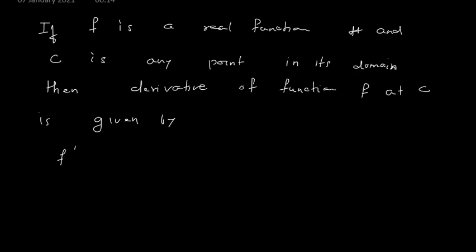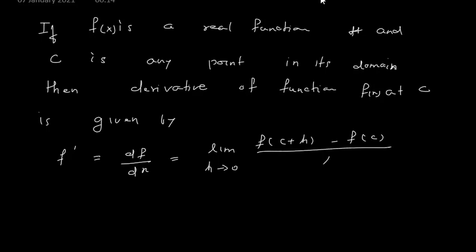when I am finding the derivative of a function I will write f dash, or I will write df upon dx if x is a variable. So here in the definition itself, if I say f(x) is a real function and c is any point in its domain, then the derivative of the function f(x) at c is given by, so here I can say that this is df upon dx. As x is the variable, I am differentiating with x, and this will be equal to limit h tends to 0 of f of c plus h minus f of c whole divided by h.